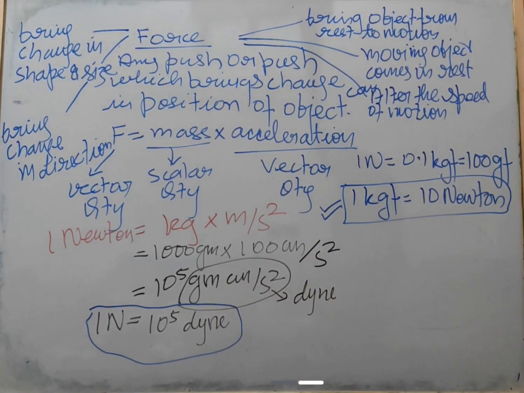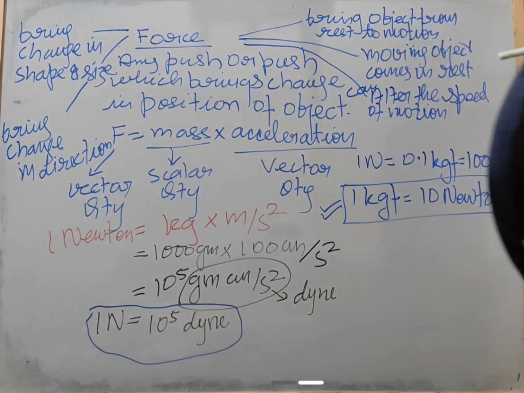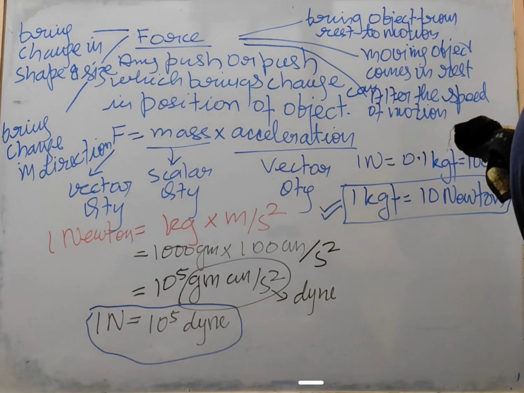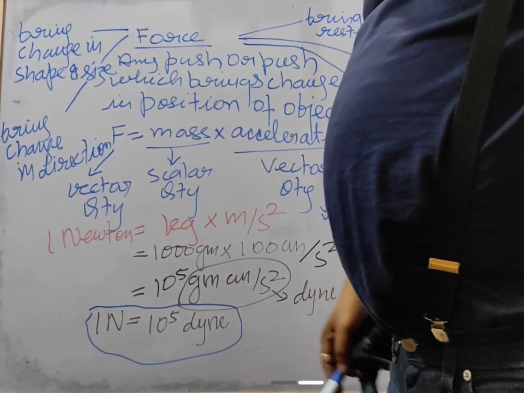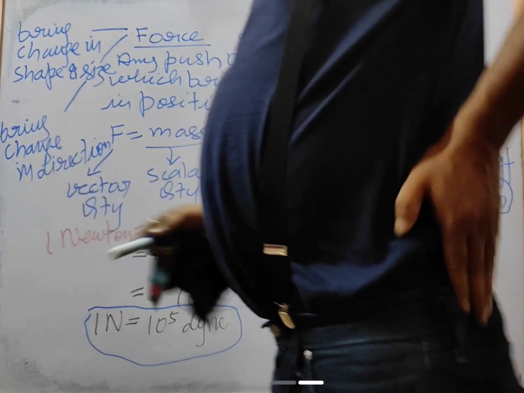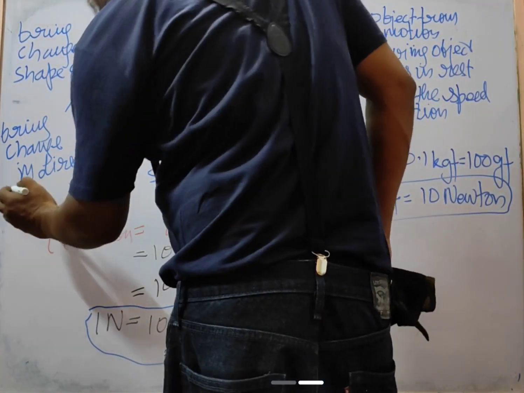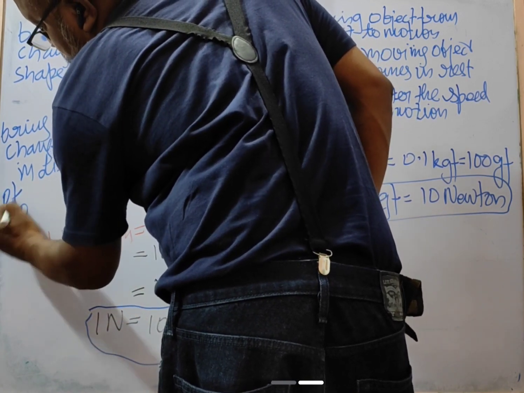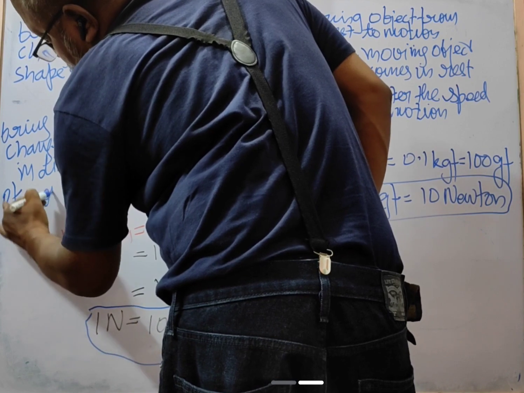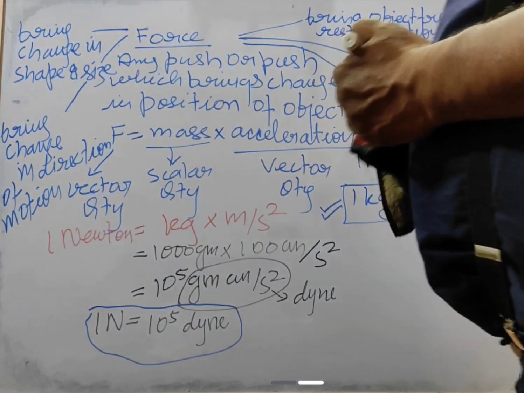What I said: bring an object from rest to motion, moving object comes to rest, can alter the speed of motion, bring change in shape and size, and bring change in direction of motion, right? Should I rub this?